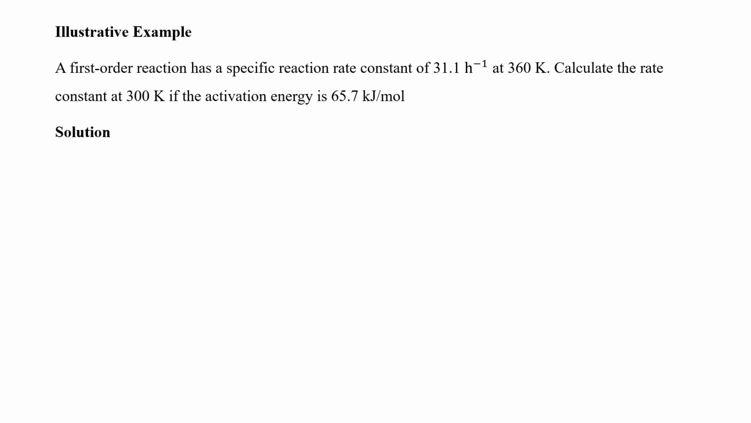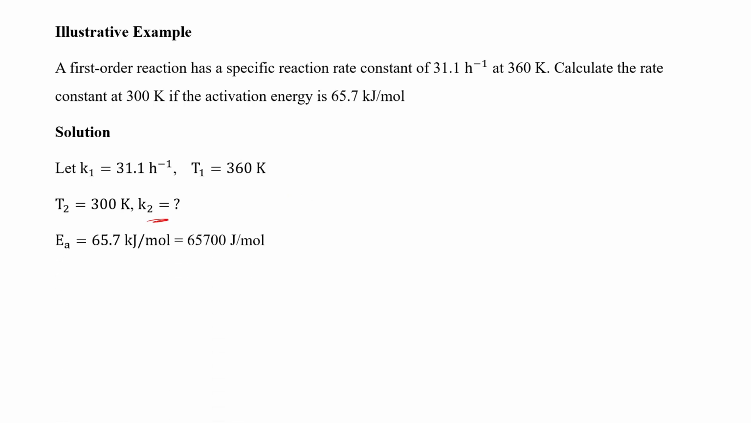So this is what I'm talking about. We first let K1 be equal to 31.1, and at that particular temperature we have T1 equal to 360 Kelvin. Our T2, which is the new temperature, is 300 Kelvin, and the rate constant at that temperature is what we want to find. But we know the activation energy, which is 65.7 kilojoules per mole. You convert it into joules per mole, and then we have 65,700 joules per mole.